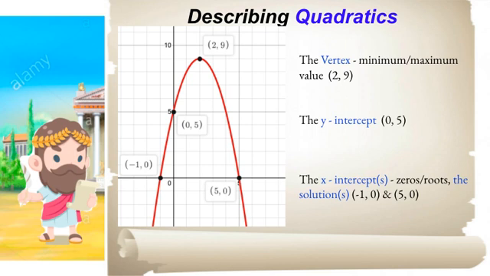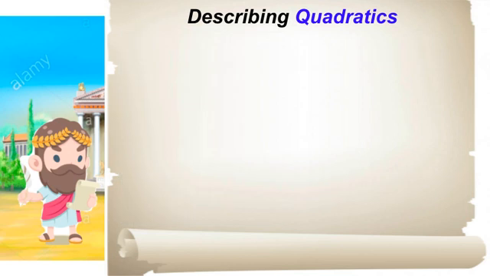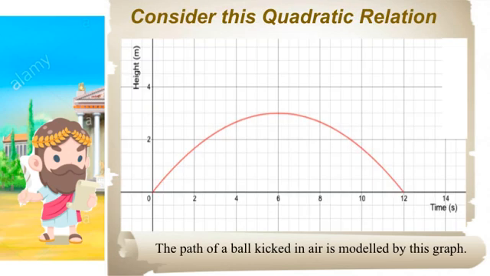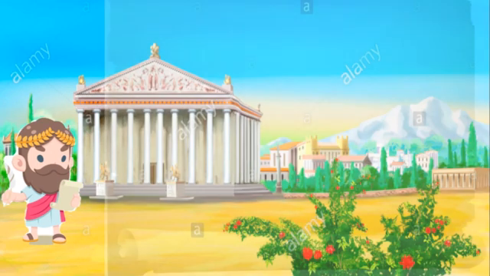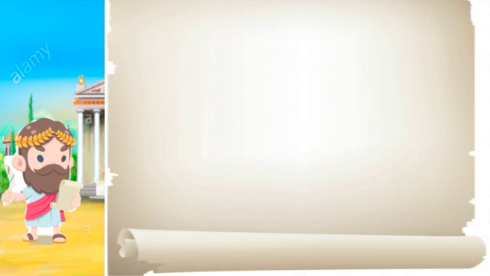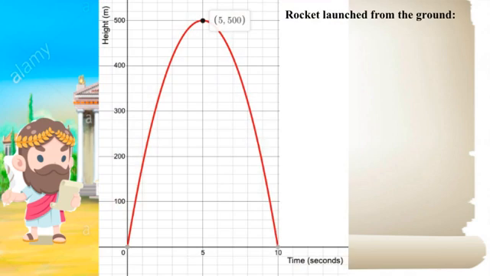And the 2 points where the parabolic curve crosses the x-axis are the x-intercepts, and they are the solutions to this quadratic equation. We then considered a different quadratic relation, modeling the path of a ball kicked in the air over time, and answered these questions together. During our second lesson I helped you to understand how to interpret parabolic curves on a graph of a rocket launched from the ground, where the y-axis represents height in meters, and the x-axis represents time in seconds.